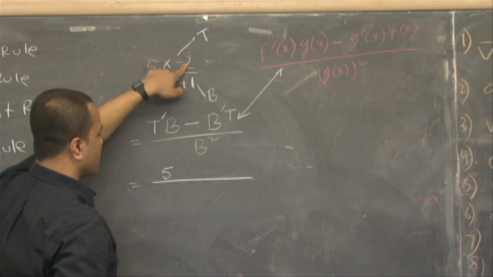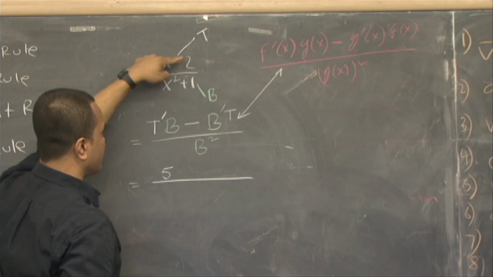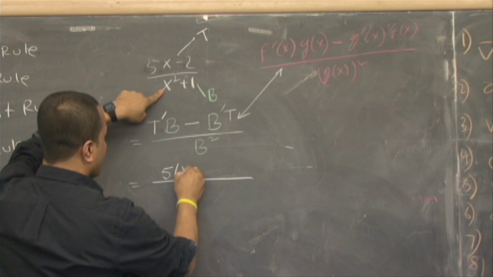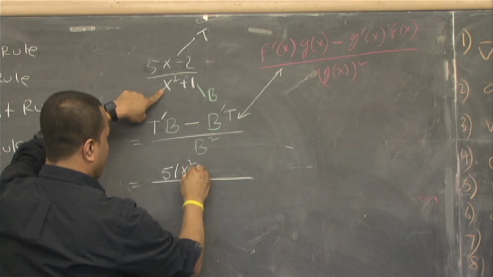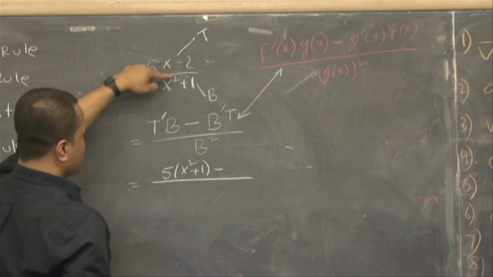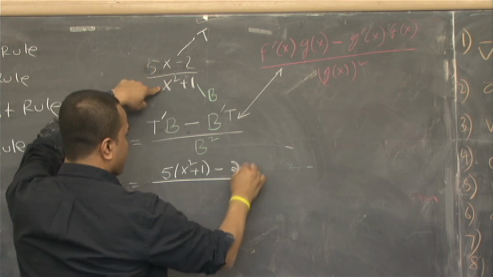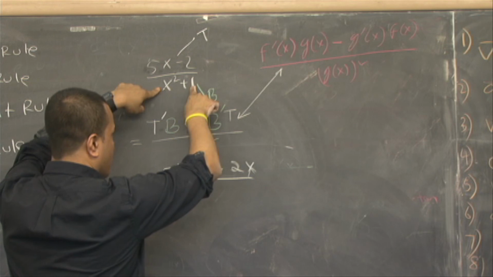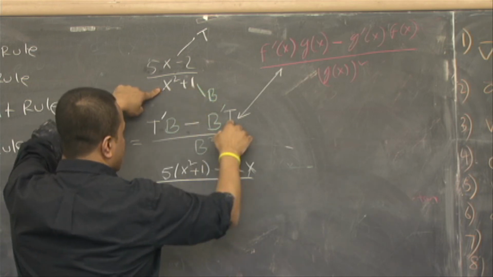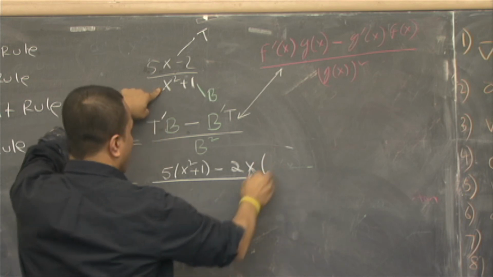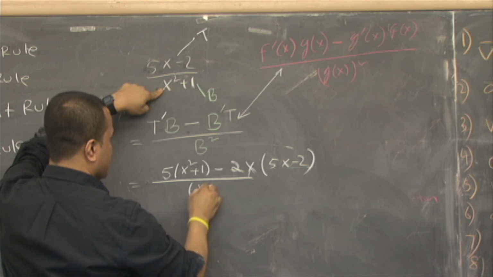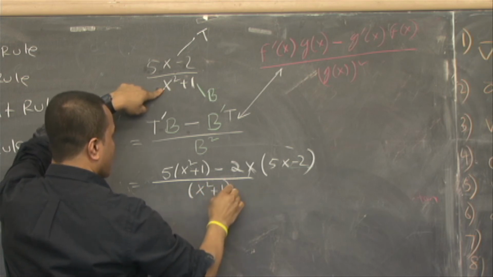What is the derivative of a constant? We already said that the derivative of a constant is 0. Times the bottom. What is the bottom? x squared plus 1, minus the derivative of the bottom, which is just 2x. What is the derivative of 1? 1 is 0. And then the top, 5x minus 2, and then the bottom squared, x squared plus 1 squared.